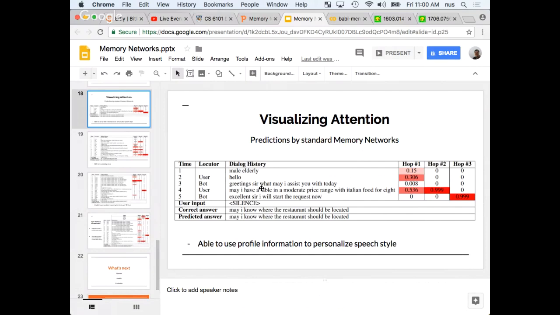Do you want to go through any of the examples about what happened to them? So this one seems like it's saying that the standard memory network doesn't do the right thing here, right? Basically it skips to something where it says I'll start the request now, although it's not clear what should be the case. Is that right? Correct answer predicted. Or is this a good case?